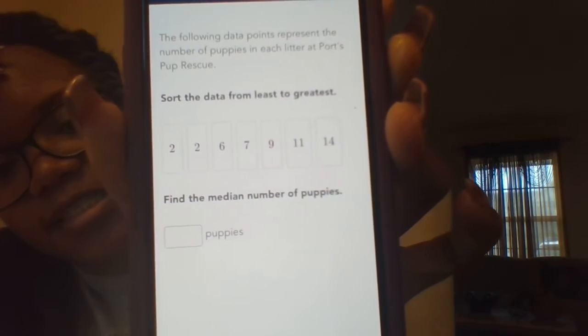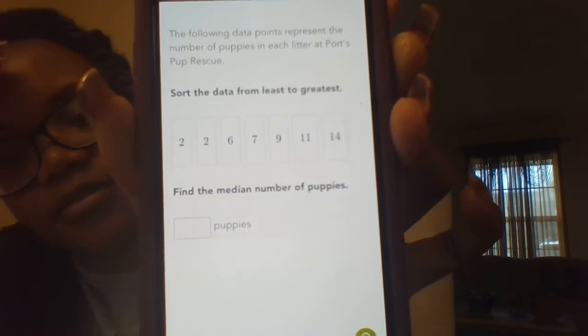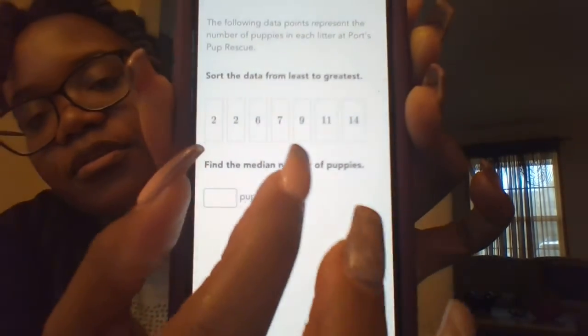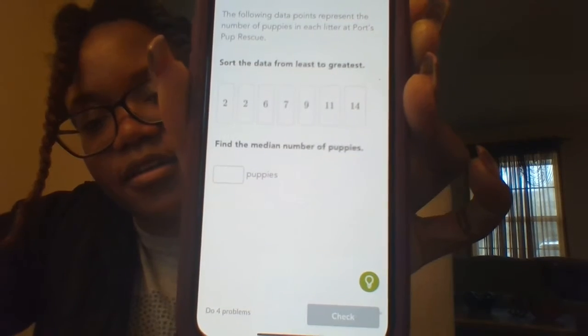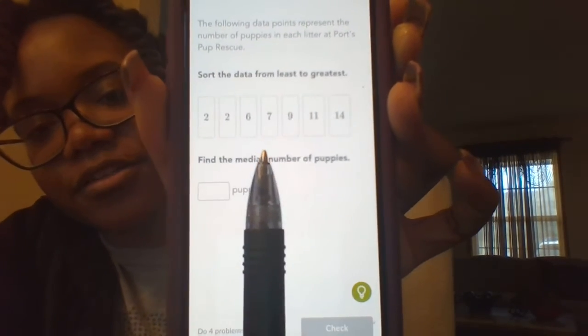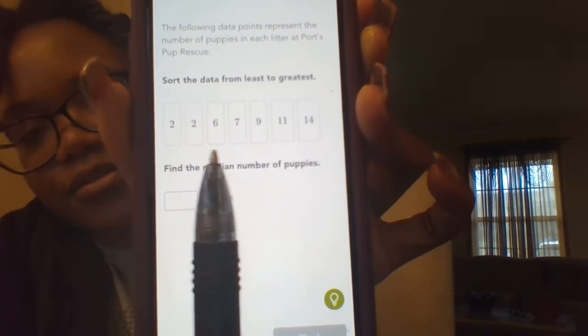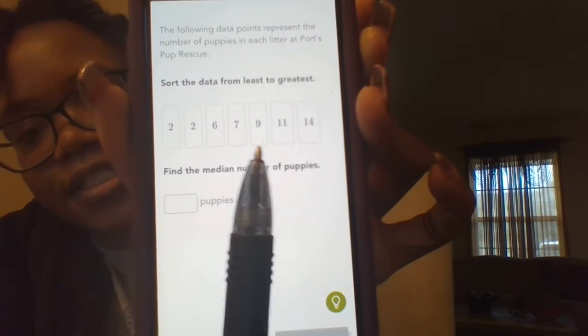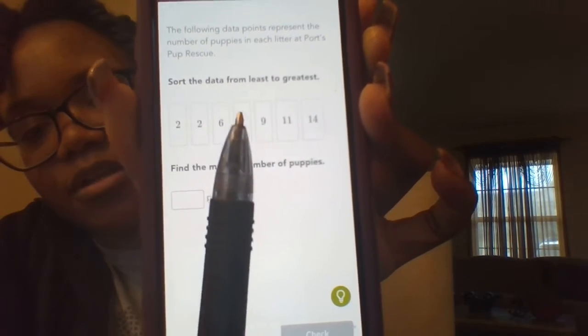The median is the value in the middle. As you can see, we have a total of 7 values. So there are 3 values on the left, from 6 to 2, and 3 values on the right, from 9 to 14. The median is the value in the middle, which is going to be 7 for this problem.